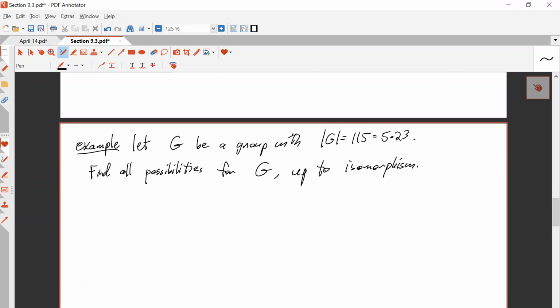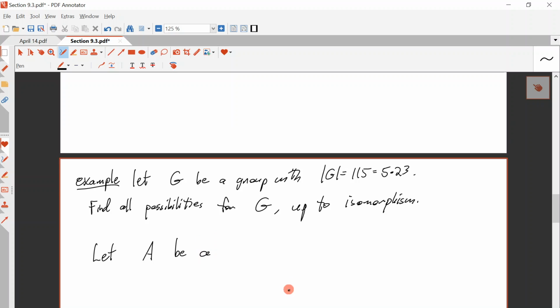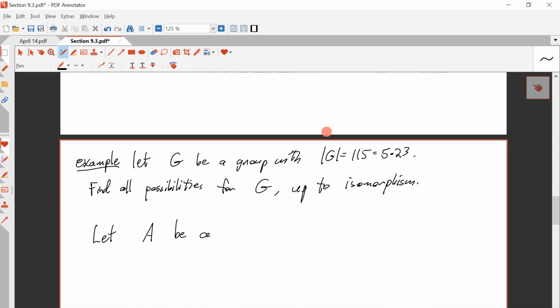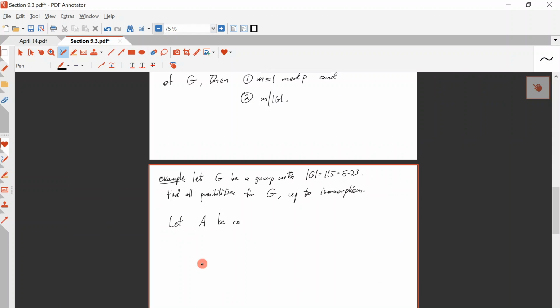Okay, all right, well, let A be a Sylow 5 subgroup. Oh, I'm sorry, there's one other corollary to this. One other before the example. I apologize. Let me add a page here.